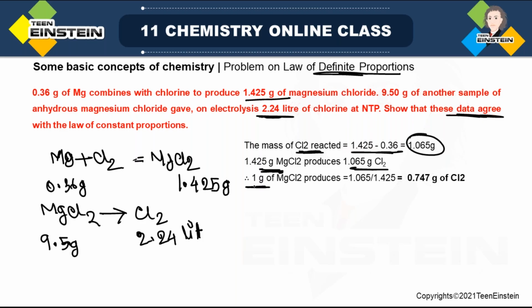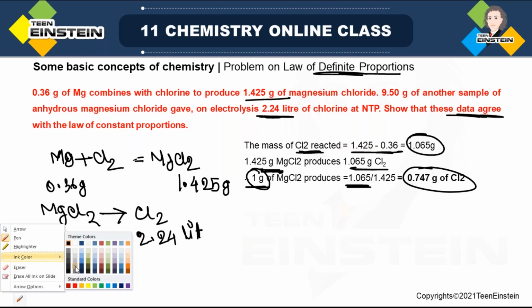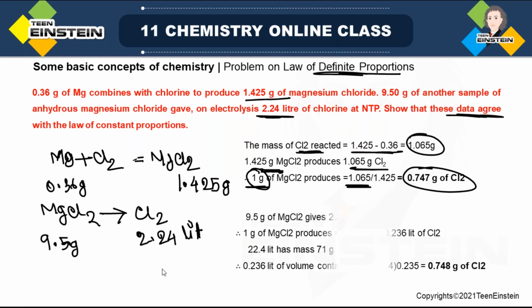So if this is the case, from this we can easily understand that 1 gram of magnesium chloride will produce, simply divide this 1.065 by the mass of MgCl2. So this is the amount of chlorine that will be produced if the mass of MgCl2 is 1 gram. Okay, so now we know this is the value which we have to fix. Now for the second case, it is 9.50 gram of MgCl2, and for 9.5 gram of MgCl2 we are getting 2.24 liter.